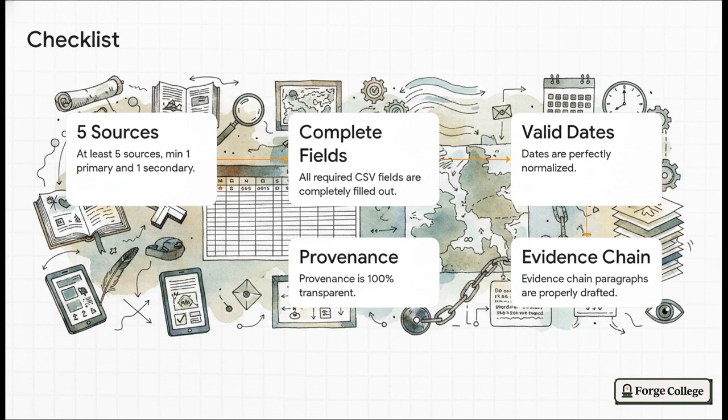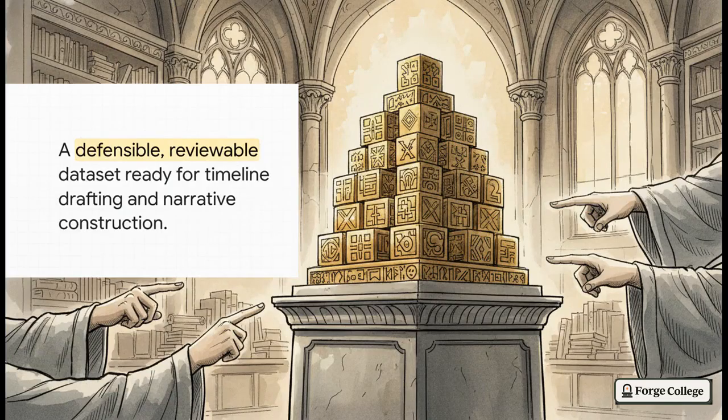3. Confirm your dates are perfectly normalized. 4. Check that your evidence chain paragraphs are drafted. And 5. Guarantee your provenance is 100% transparent. Adjust your CSV, rerun the Python script, and don't stop until it passes perfectly. And the output? Well, if it passes, subjective historical synthesis officially transforms into hard evidence.